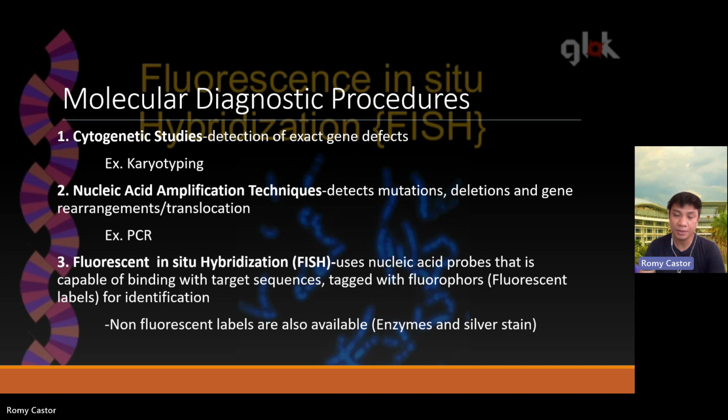Okay, for the molecular diagnostic procedures, you can perform here the cytogenetic studies like karyotyping to check for abnormality in the chromosome. Also here, the nucleic acid amplification technique, for example PCR for the detection of mutation in the genes. And we have also the FISH, or fluorescent in situ hybridization, where you are using the fluorochrome or the fluorescent dye as your tag to determine the specific mutation in the gene.